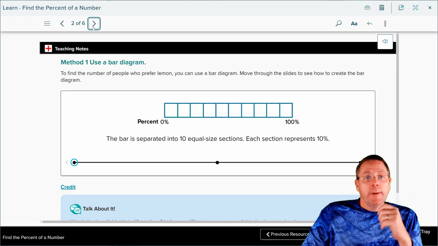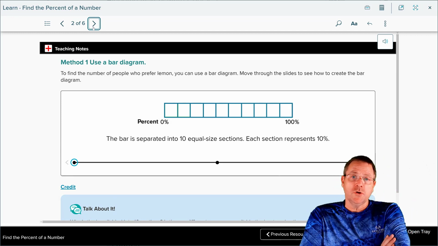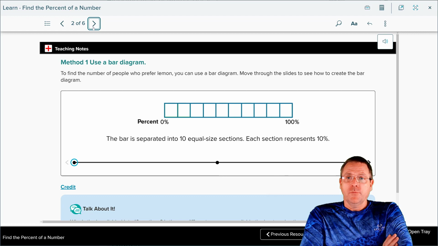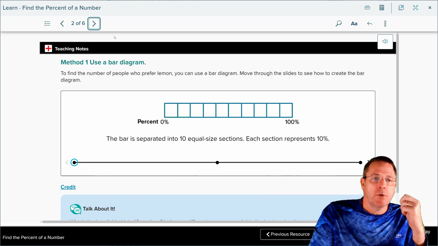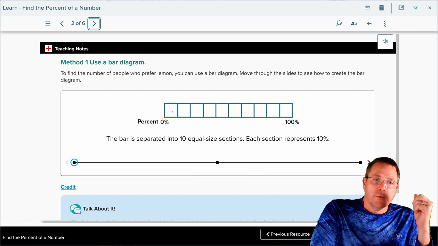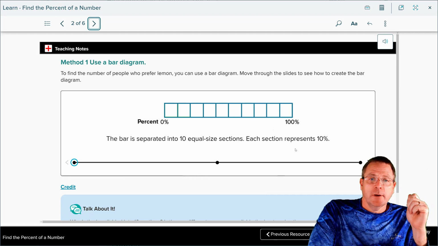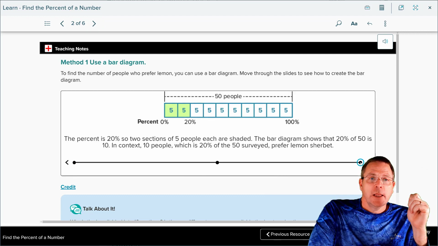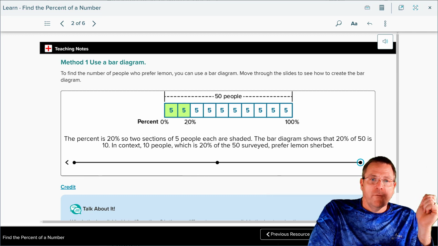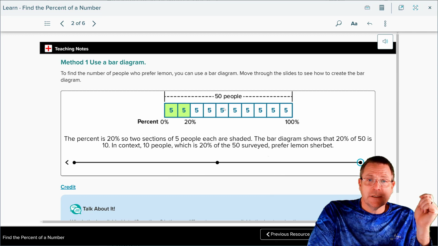To find the number of people who prefer lemon sherbet, you could use a bar diagram. And we're going to move through these slides to see how that is going to work. Now you have 100%. Each one of these bars is going to be set into 10 equal sections. And you saw in the previous slide that 20% of the people preferred sherbet. So we've highlighted up to 20. And we know that we have 50 people, 10 sections, so there's 5 people in each section. 5 times 10 gives us 50.